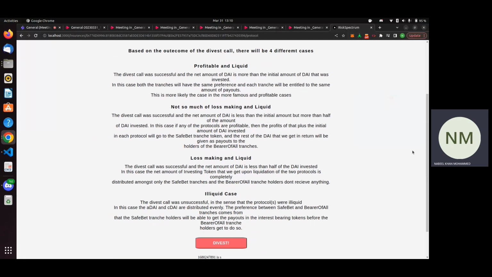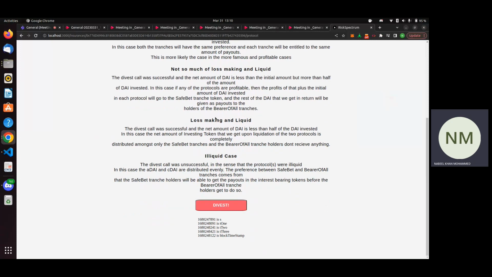So it would be the total payouts for safe bets, right? And the rest of the remaining DAI would be the total amount for bearer falls, right? In the sense that if Aave and Compound, if none of them are profitable, but the net amount was more than half the DAI that I invested, the half of the original amount that I invested in Aave and Compound would go to safe bets, and the remaining would go to bearer falls.